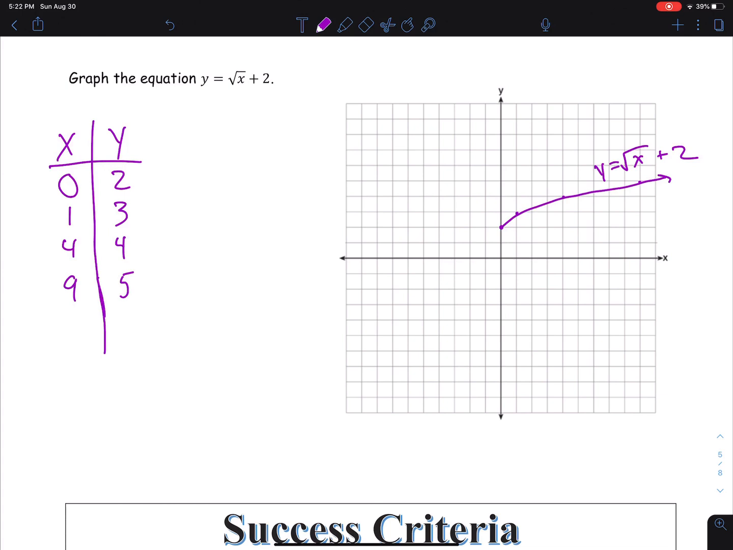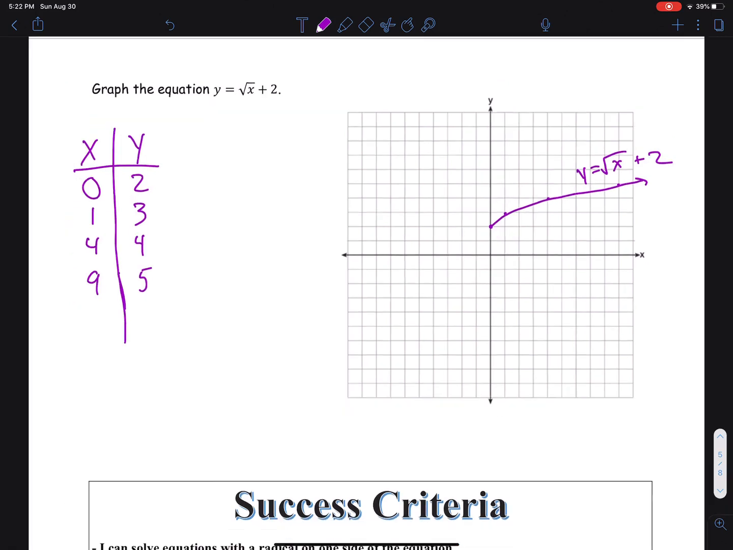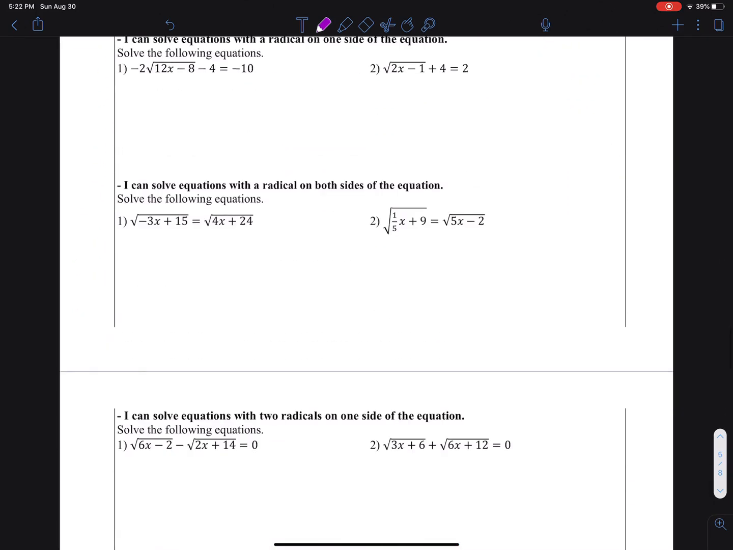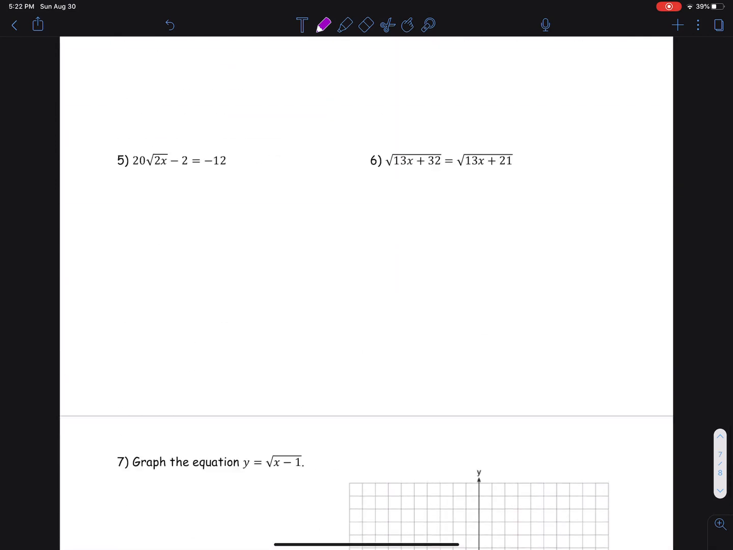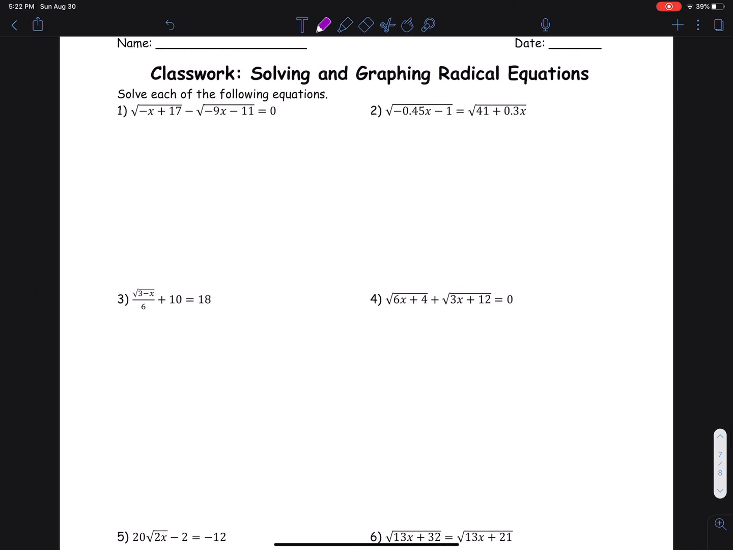So that's it for graphing and solving radical equations. We have the success criteria, which I would highly recommend completing, and then the classwork, and also the homework. So that is all.